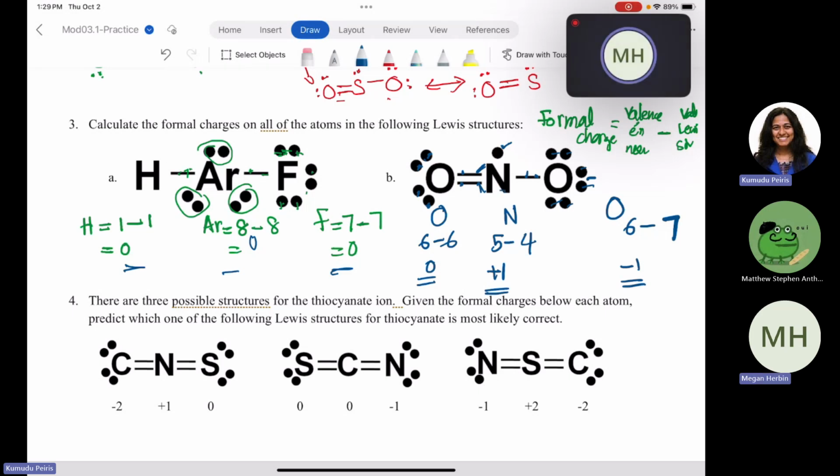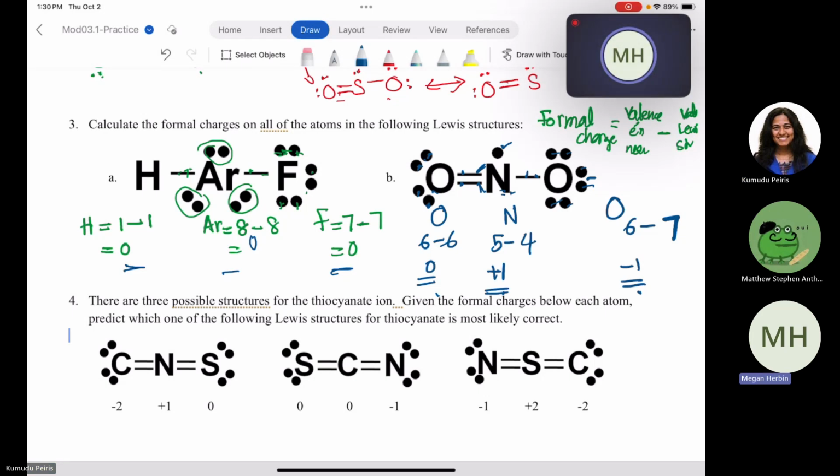When you look at the NO group, oxygen is zero, nitrogen plus one, oxygen minus one. So what is the net charge? It is zero, because it cancels out. If there is any charge left over, that will be indicated by the formal charges of the individual atoms.